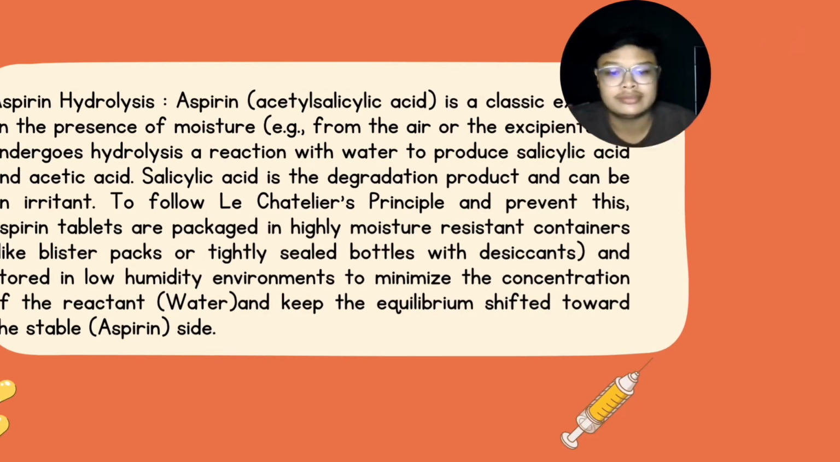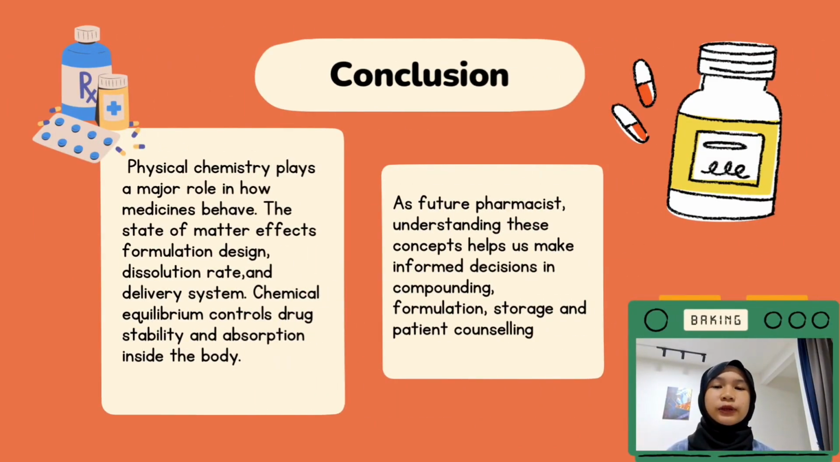aspirin side. In summary, physical chemistry plays a major role in how medicines behave, and the state of matter will affect the formulation design, dissolution rate, and delivery system. Chemical equilibrium also controls the drug stability and absorption inside the body. As future pharmacists, we should understand this concept because it helps us to make informed decisions in compounding, formulation, storage, and also patient counseling. Thank you.